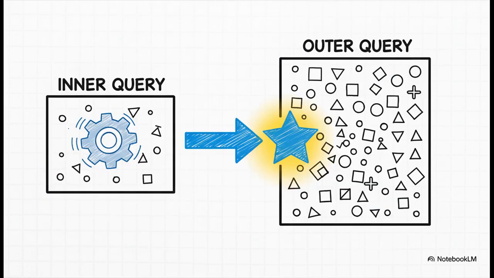Now here's the absolute key to understanding them. The inner query, the subquery, it always runs first. It does its job, figures out a result, and then it literally hands that result off to the outer query. The outer query then uses that result to do its own filtering or comparing to get you the final data.